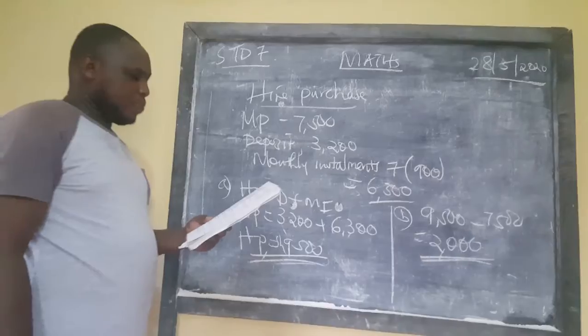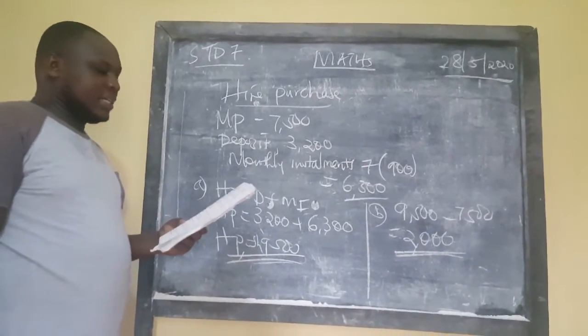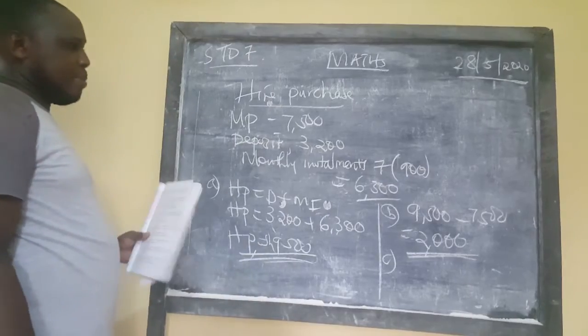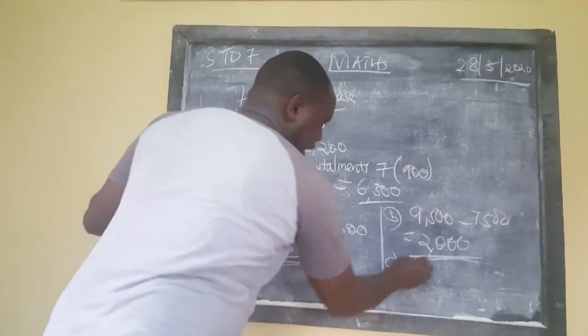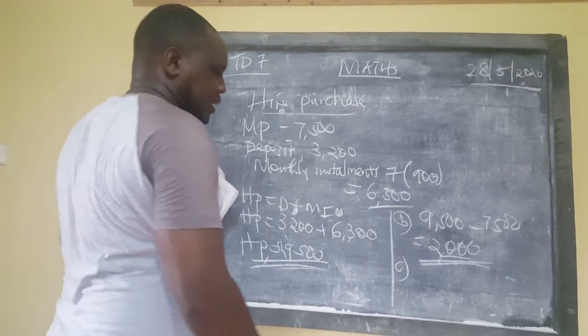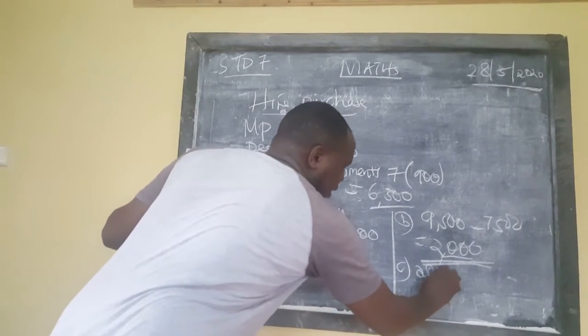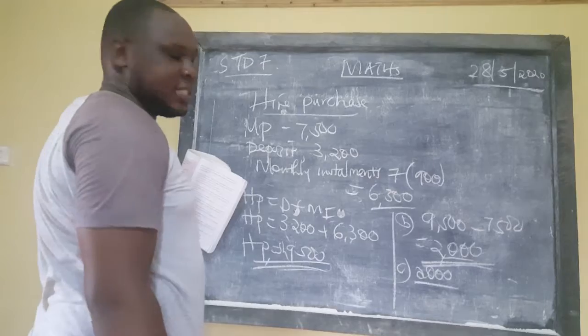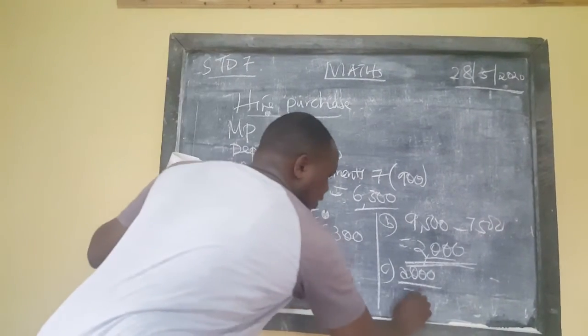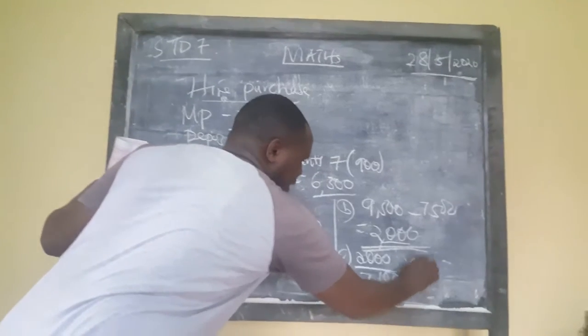Now, what was the percentage increase on the market price? The difference is the increase. So the percentage increase would be 2,000 over the original price, the market price, because we are talking over the market price, 7,500 times 100%.